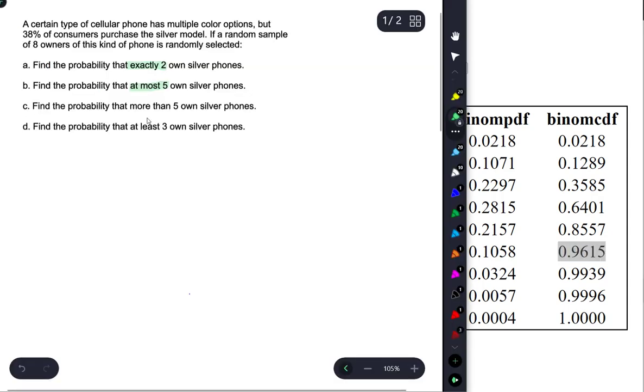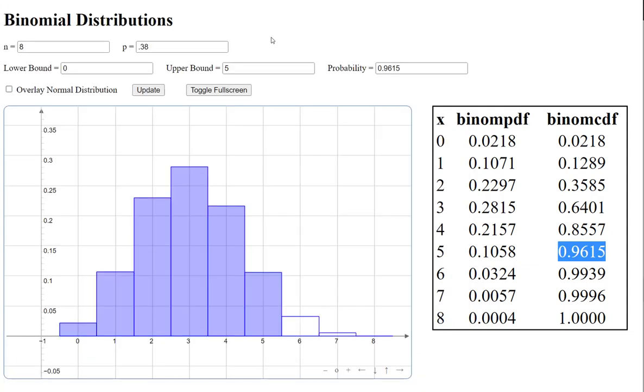Let's look at the next one. Find the probability that more than 5 own silver phones. So more than 5. When I think about what that represents, I first need to think about whether these are values to the left of 5 or to the right of 5, so less than or greater than 5. If it's more than 5, it's going to be to the right of 5. Then the question is, 5 would possibly be my lower bound.